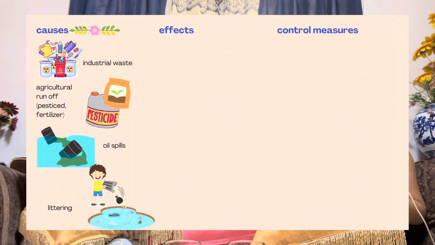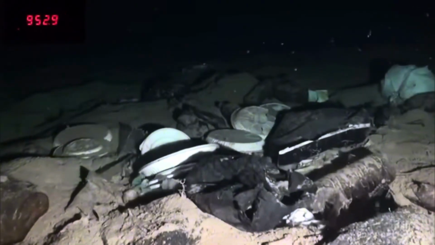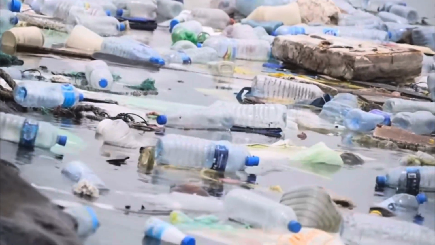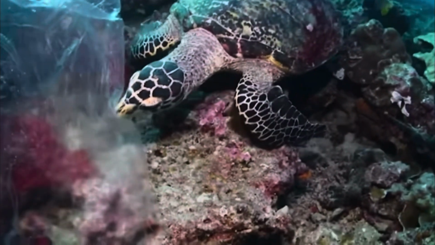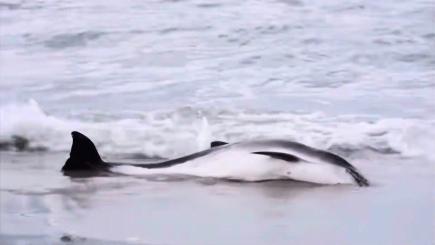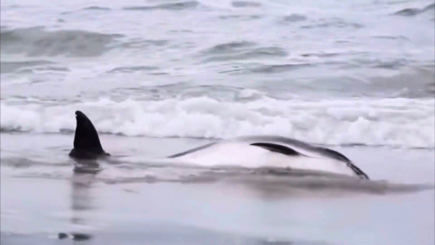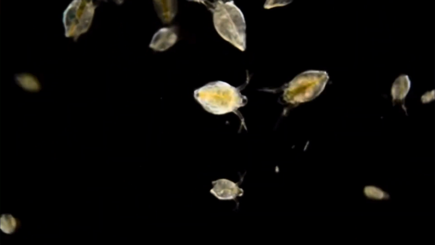Next, we have littering. Littering introduces plastic, paper, and other debris into water bodies through runoff or direct disposal. This debris can harm aquatic life by entangling animals or being ingested, leading to injury or death. Additionally, litter can leach harmful chemicals into the water, further polluting aquatic ecosystems and endangering marine life.